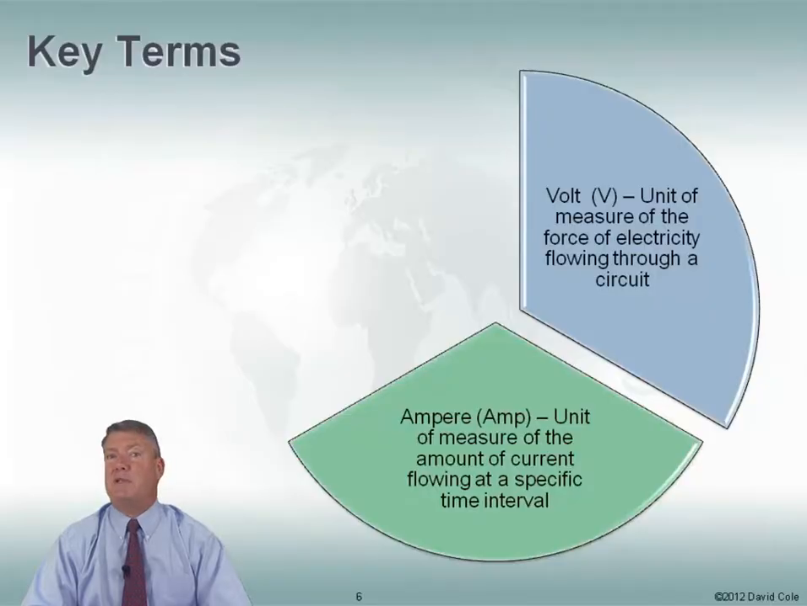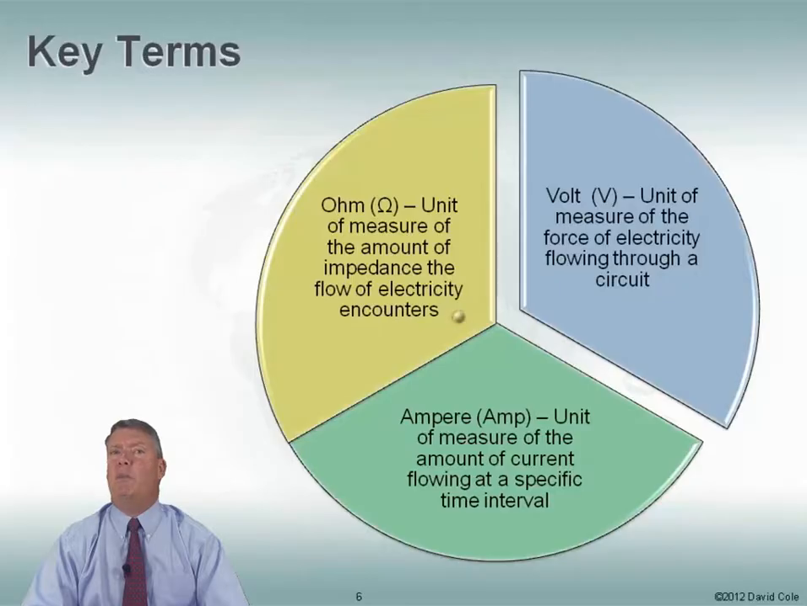My amperes, my amps, measures the amount of current flowing. So that's my flow through the hose, right? My amount of water that's flowing through that hose. And finally, I have an ohm. This is the measure of the amount of impedance, the resistance that electricity encounters. In our hose example, this is our brother taking the hose and bending it in half and making it harder for that water to go through. So these are kind of key terms that we look at when we're talking about electricity.